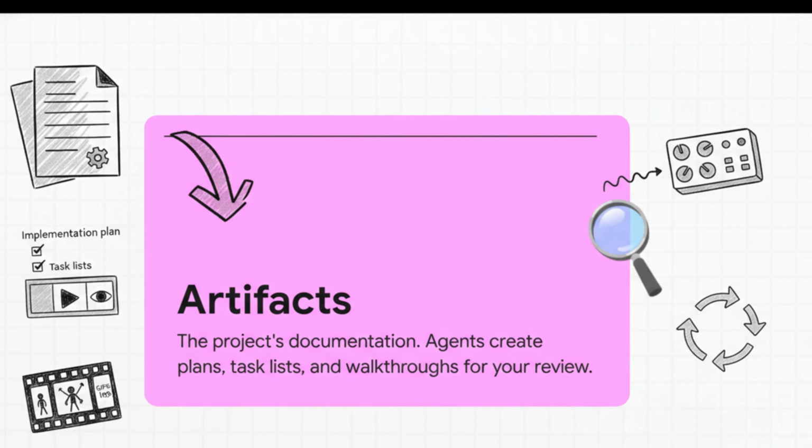And the way it presents this work is through something called artifacts. So instead of a long, messy chat history, the agents generate actual structured documents. You'll get an implementation plan before they even start, a clear task list of what they're doing, and a final walkthrough with logs and even GIFs of the finished product. This keeps you in complete control the entire time.